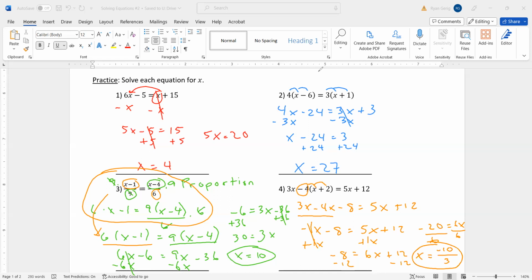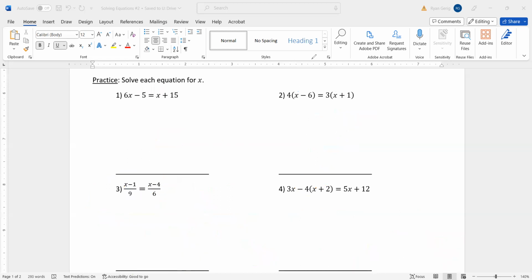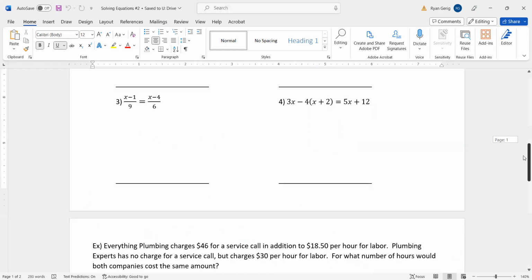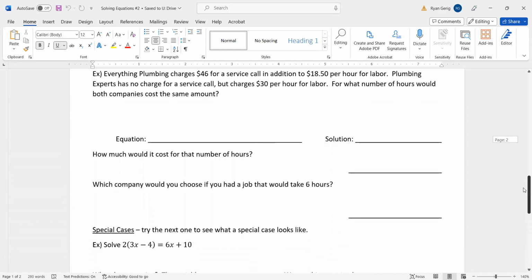Okay, so we're getting a little more complex with our equations. Practice that. You got to practice to get better. Now let's move to the back where we're going to go into a word problem. A little bit more of a real life problem here.